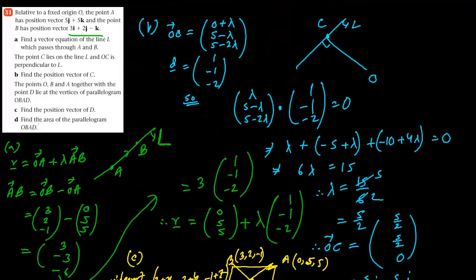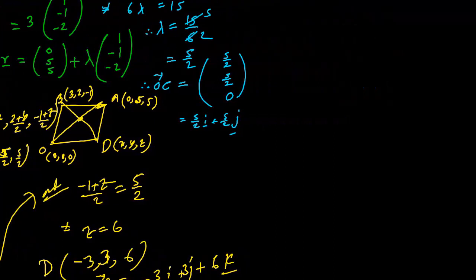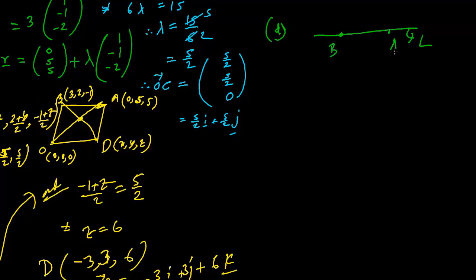The final question, we have to find the area of the parallelogram OBAD. That means if we find the area of OBA and multiply by 2, that will be the area of the parallelogram. So let's find the area of OBA. It's a good idea to follow the story, how it is going along. First we had L. L was the line and it passes through the points A and B. I'm just following this diagram.